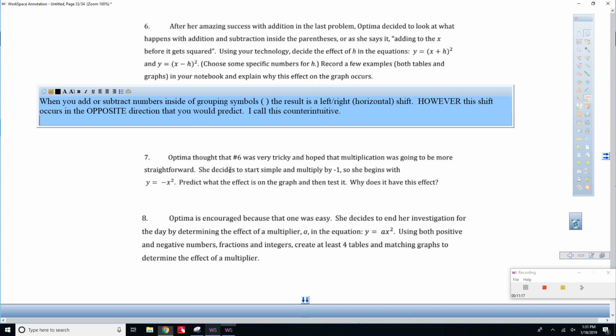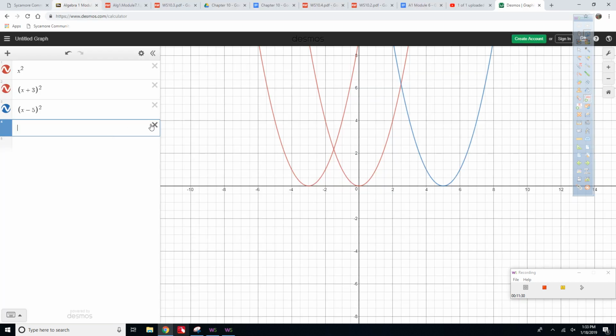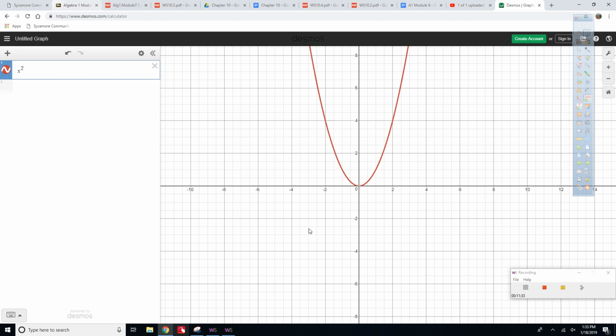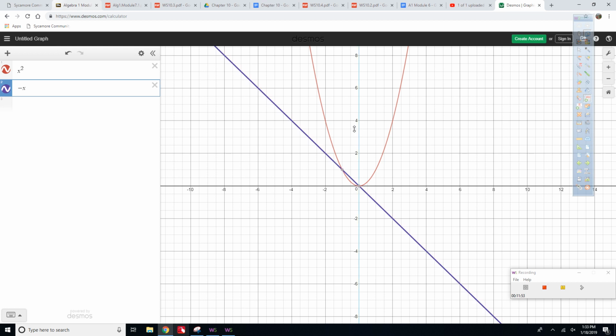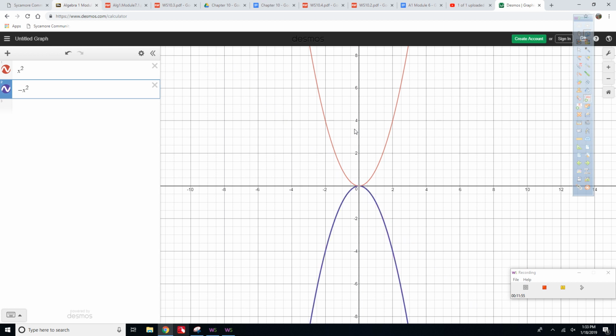Yep. Okay. Optima thought that number 6 was very tricky and hoped that multiplication was going to be more straightforward. She decides to start simple by multiplying by -1. What do you think is going to happen to our graph when you multiply by -1, Carson? It's going to go up 1. Why would you think multiplying by -1 would make it go up 1? Sorry. What's it going to do? It's going to be a negative. How is that going to affect the shape of this graph? A negative parabola. Bam! Negative parabola. Maybe a downward-facing parabola?